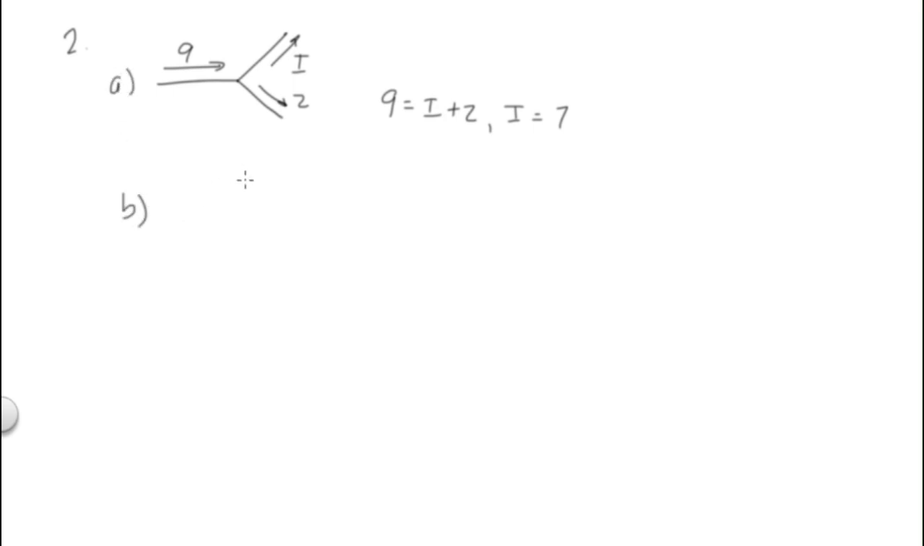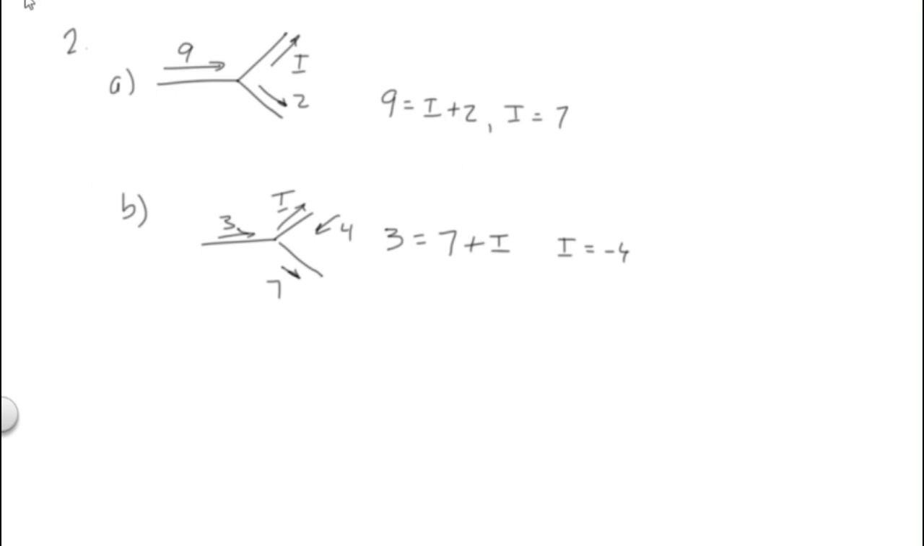B, we have going in, we have 3, and going out we have I, and we have 7 down here. So we can say 3 equals 7 plus I. Well, here I is equal to minus 4. So the actual current is going in that direction with 4 amps.